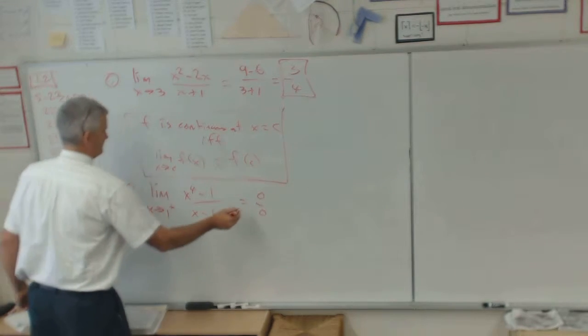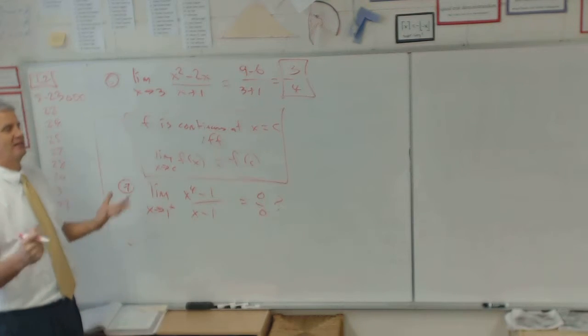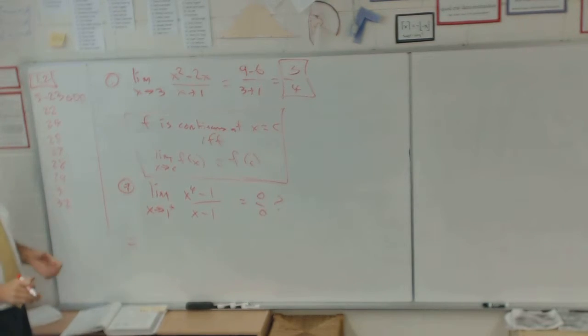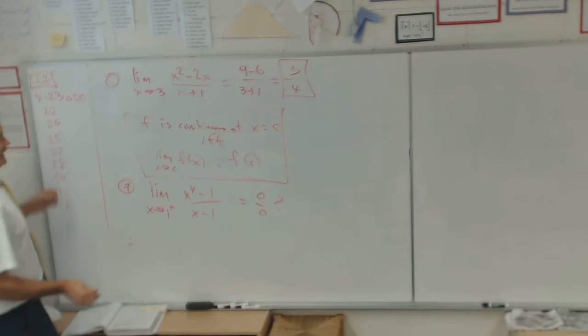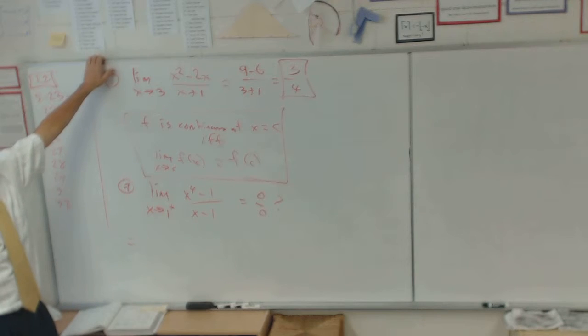So the answer could be anything. Could be literally any real number. Could be does not exist. It could be positive infinity. Could be negative infinity. Okay. So we're going to have to do something. And I'm hoping that you recognize how to factor x to the 4th minus 1. Do you recognize it?